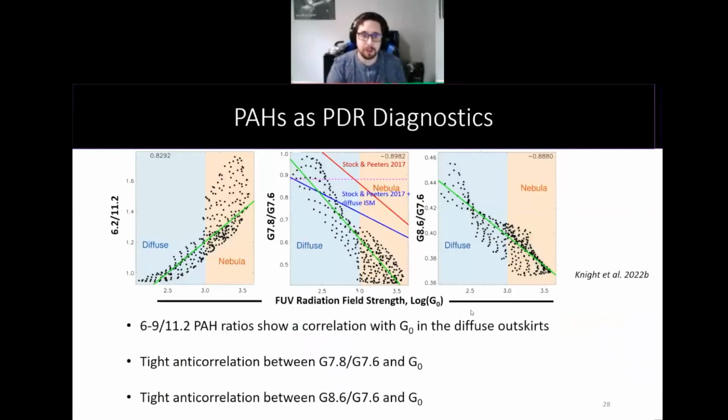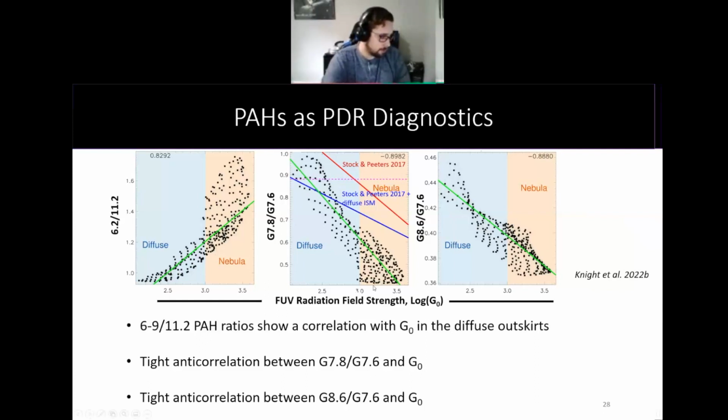So next we put this all together and we compare emission from PAHs with respect to the PDR diagnostics, or the PDR conditions. And we find that band ratios between 6 to 9 micrometers, and here we show the 6 to 11.2, show a correlation with respect to G0 in the diffuse outskirts. But when we go into the irradiated nebula, we find that there's much more scatter, which may be due to the geometry of the source.